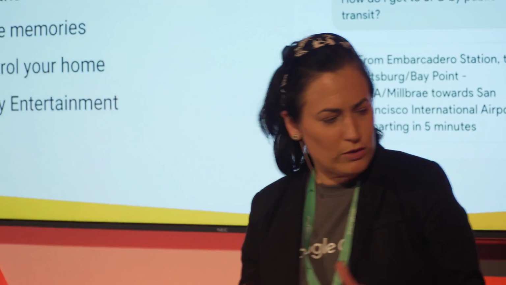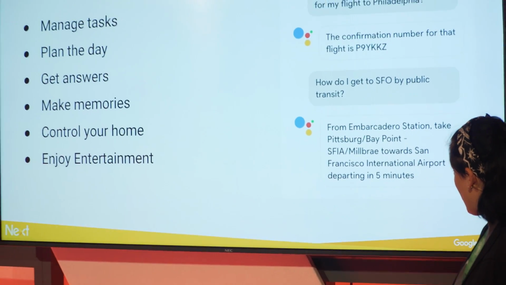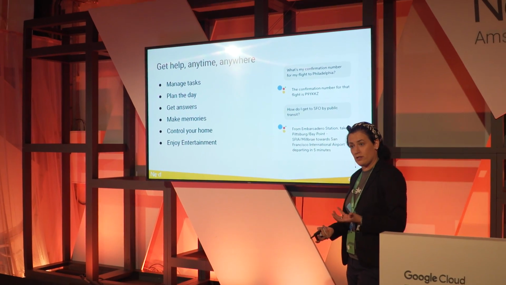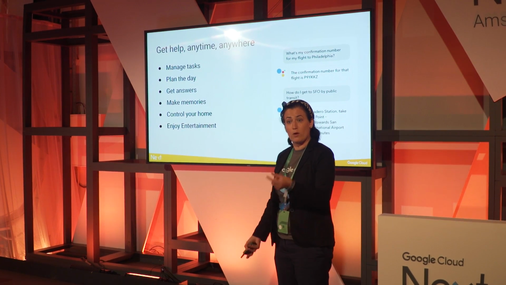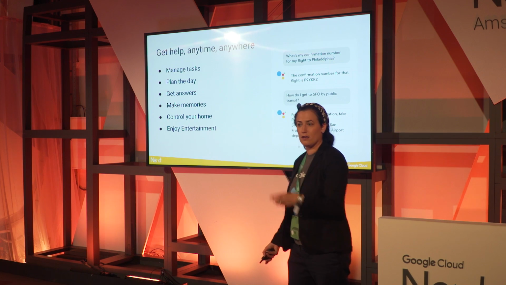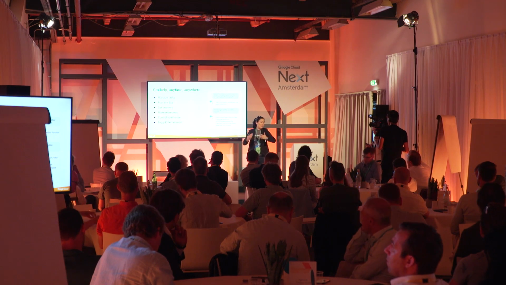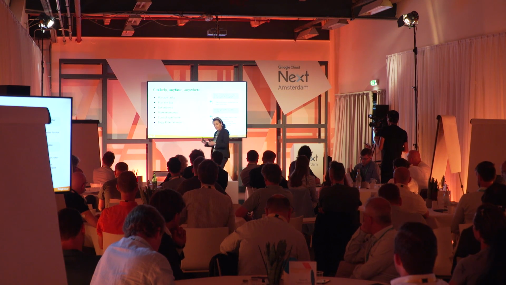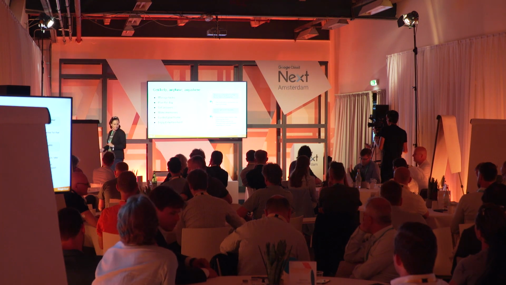But just to let you know what Google Assistant can do, you can ask the Google Assistant to manage tasks. This photo that you see here is actually a question to the assistant like, what's my confirmation number for my flight to Philadelphia? And then the Google Assistant will answer you with the PNR that they get from the flight. How does the assistant know that? Well, you're logged into a Google account, which has a connection to your email and your calendar and so on. So the Google Assistant is smart enough to figure that out for you.